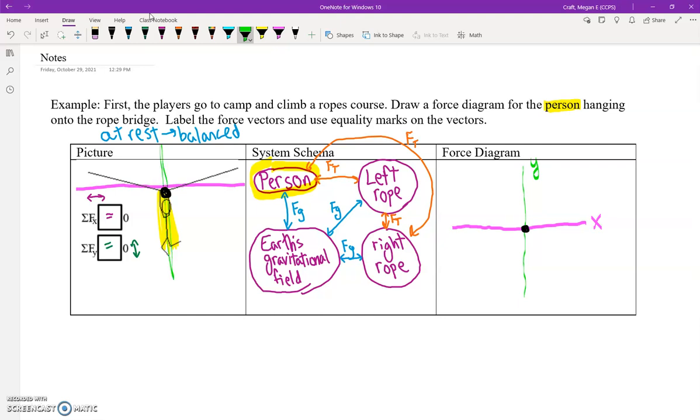Okay. So now that we have that, we can start adding in our forces. Remember, I look at my system and I see which arrows are crossing that system boundary, so which ones are touching the person. And I draw an arrow for each of those interactions on my force diagram. So first, I'm going to start with force of gravity. Gravity always pulls towards the center of the earth, so that is going to be going straight downwards.